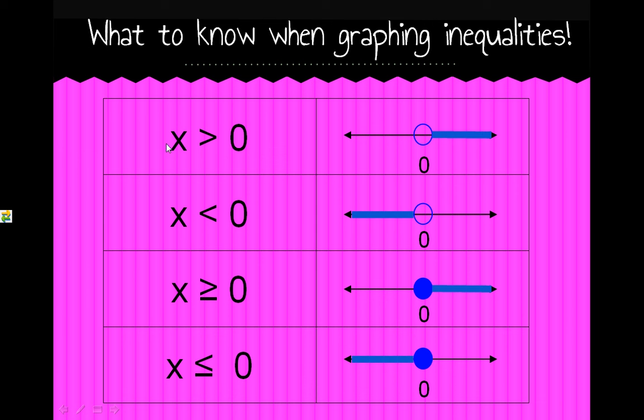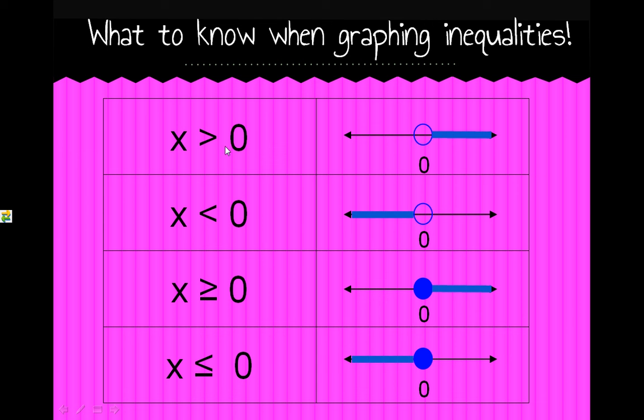Well, in our graph, you notice these two have an open circle above the 0. That is because x is not equal to 0 in these inequalities. So we have an open circle around it because it is not equal to it. It does not include it.